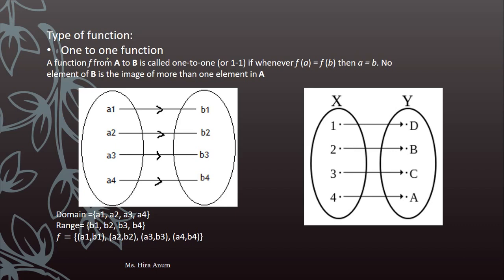Types of functions. One-one function. In this, one element of the domain gives one element of the range. Like you take 1, it has 1. One domain has one range. In this, you see 4 members of the domain and 4 members of the range. You can also see this example.